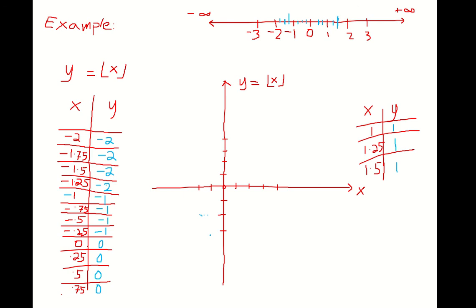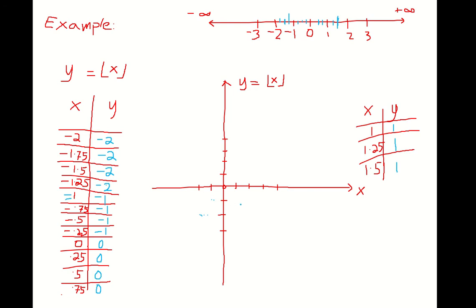Then okay, let's proceed with other numbers. So we have negative 1, negative 1. So for negative 1, negative 1, we have it here, this point. Then negative 0.75, negative 1. So negative 0.75 is somewhere here. Then this is also negative 1. Okay, so we have this point here.